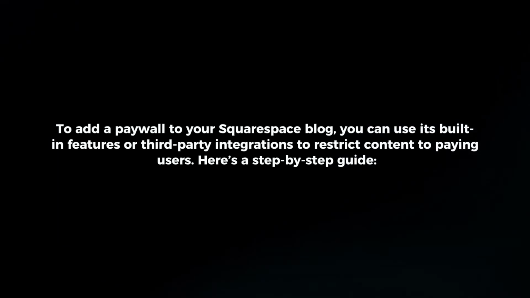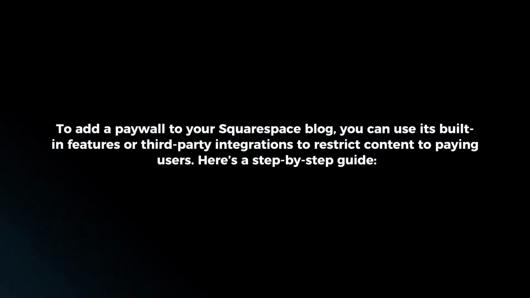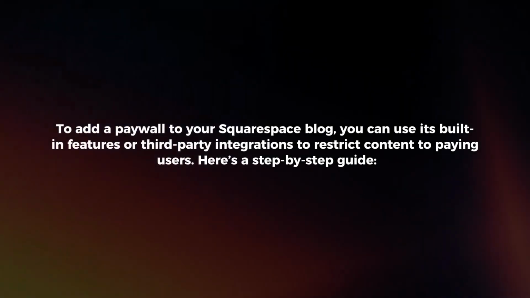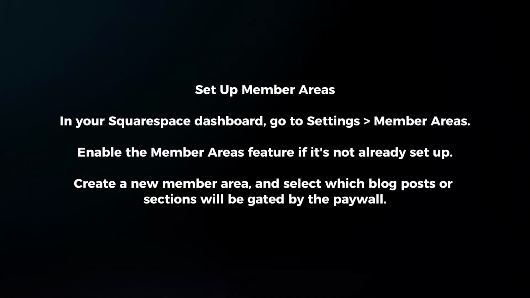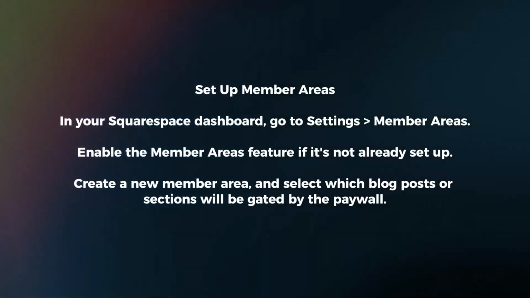To add the paywall to your Squarespace blog, you can use its built-in features or third-party integrations to restrict content to paying users. Here's a step-by-step guide. Set up member areas. In your Squarespace dashboard, go to Settings, Member Areas.